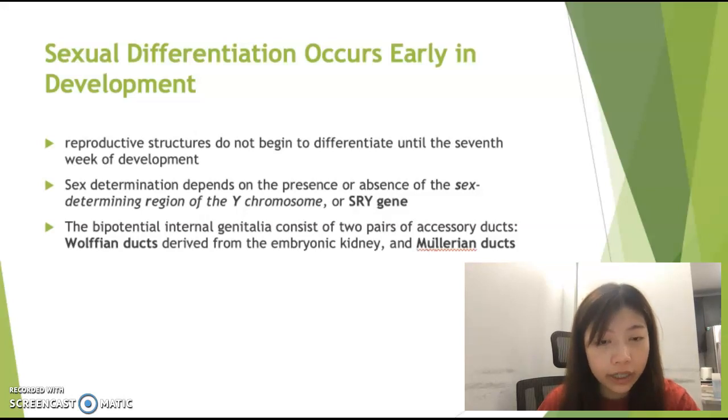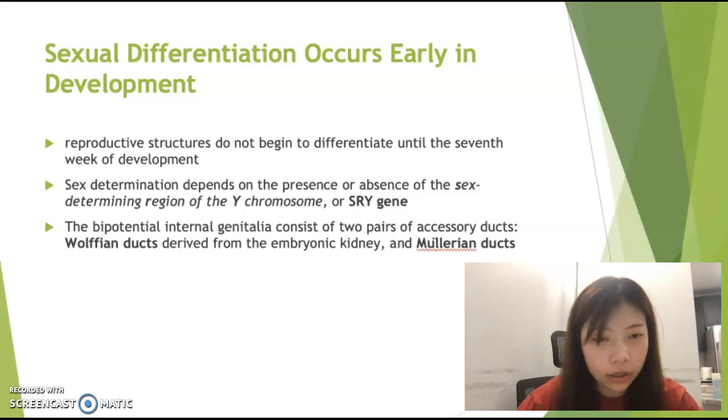The bipotential external genitalia consist of a genital tubercle, urethral folds, urethral grooves, and the labioscrotal swellings. These structures differentiate into the male and female reproductive structures during development.